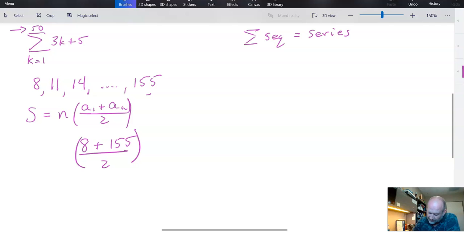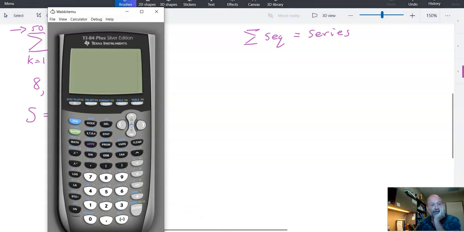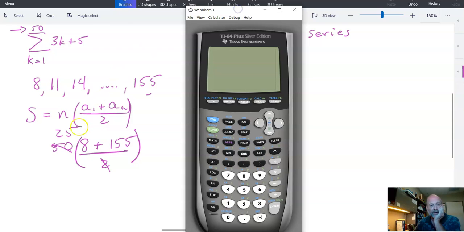N is 50. Now, you can do this arithmetic in a lot of different ways. I'm going to cancel the 2 and the 50 to make this a 25 because that's just easier to plug into the calculator. So it's 8 plus 155, times 25. And we get 4,075.